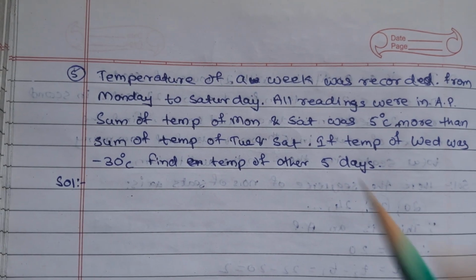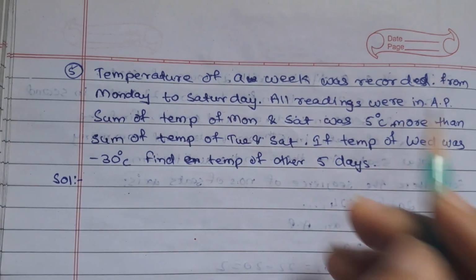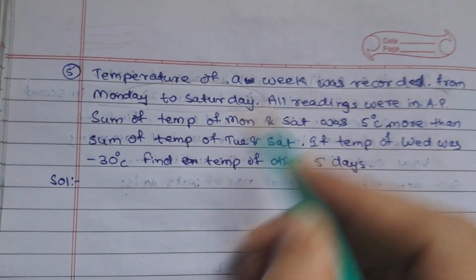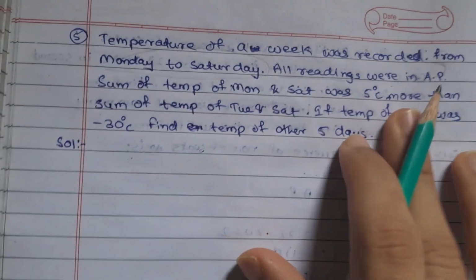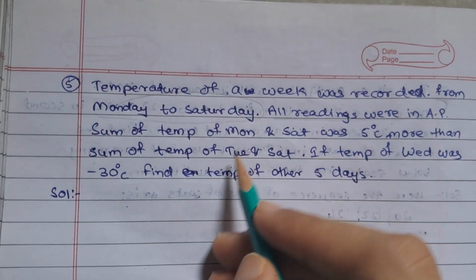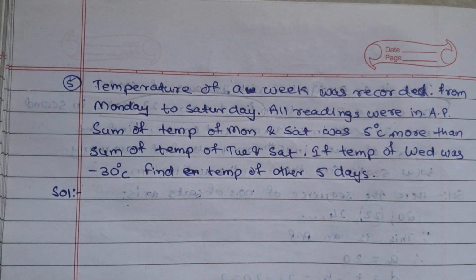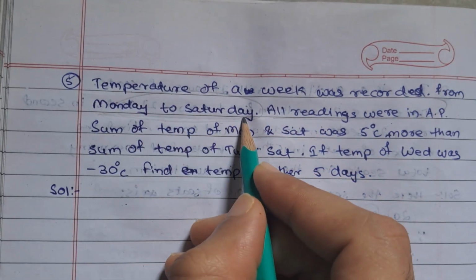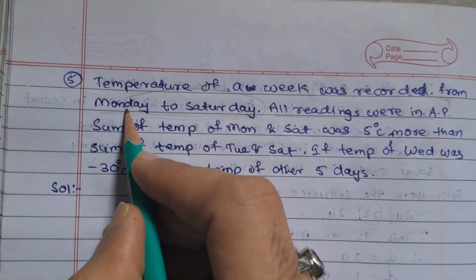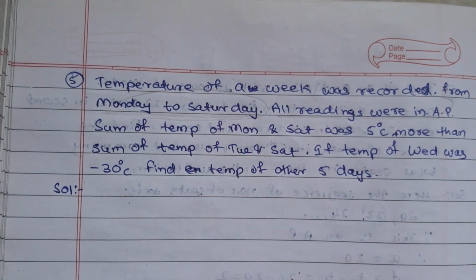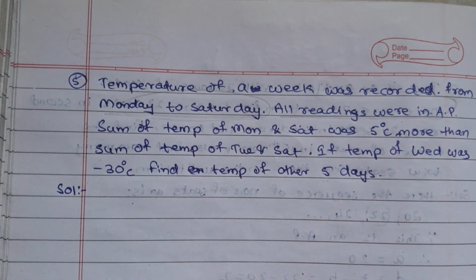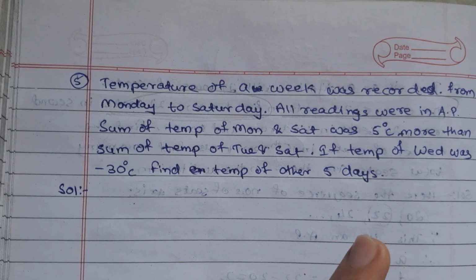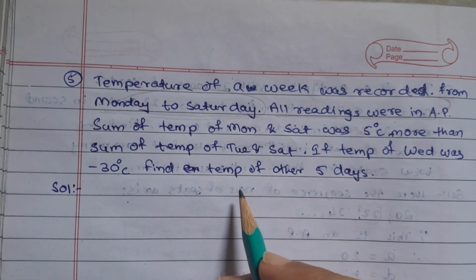So this sum says the temperature of a week was recorded from Monday to Saturday and all the readings were in AP. So that means what? We have seen such sums before, right? Like 3 numbers in AP, 4 numbers in AP. But in this sum it says Monday to Saturday all the records are in AP. So Monday to Saturday means there are how many days? Monday, Tuesday, Wednesday, Thursday, Friday, Saturday. 6 days, right? Except Sunday. So that means I have to write a sequence of 6 numbers which are in AP.